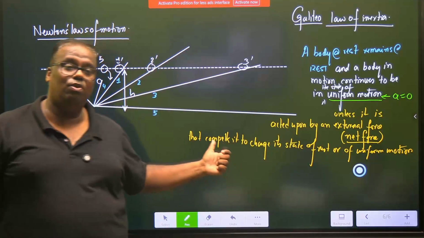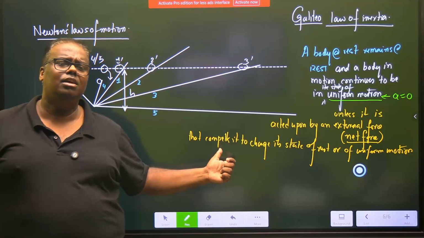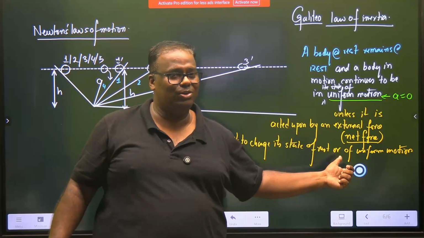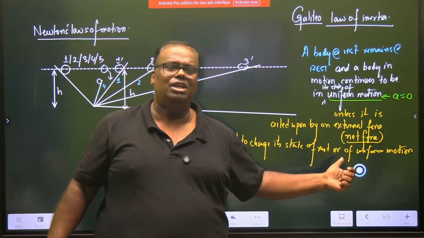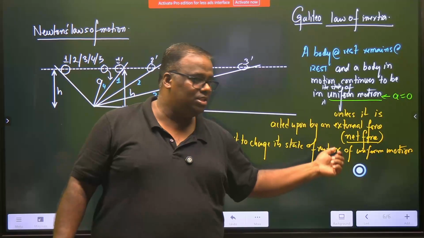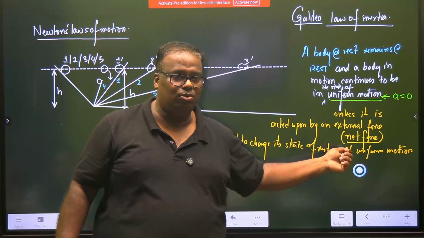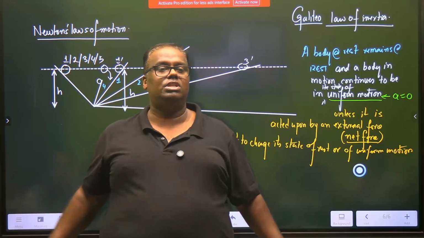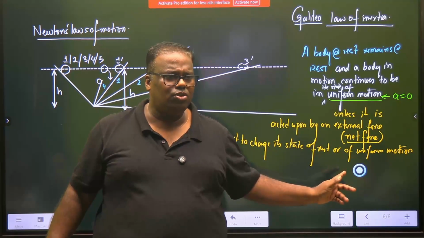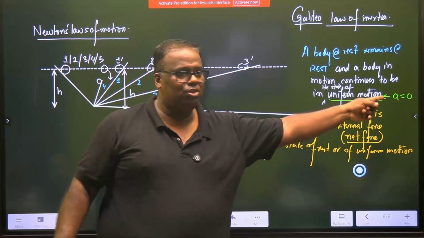This will be in uniform velocity. Till when? Till you don't introduce that intruder. Who is the intruder? Net force. And when the intruder, that is the net force, is introduced, the body will lose its state of uniform motion. It will come to a stop. So what does it have to do? It has to retard. Acceleration will come into play.